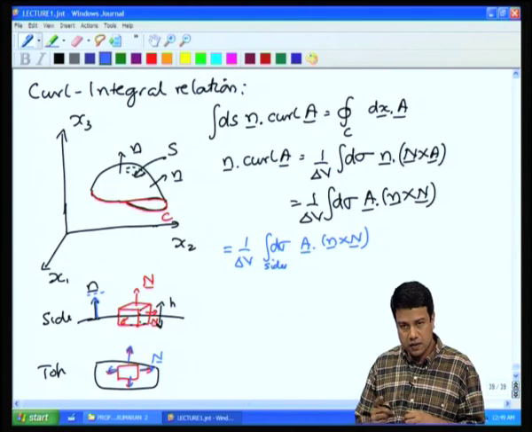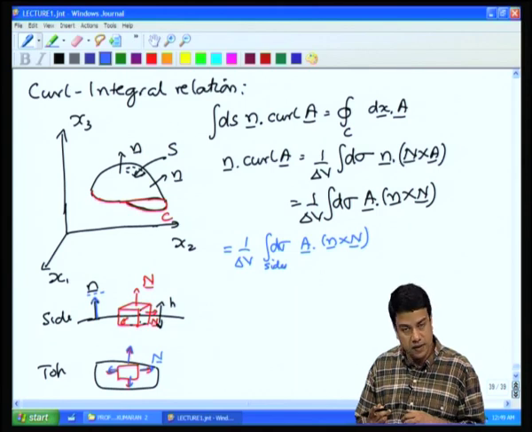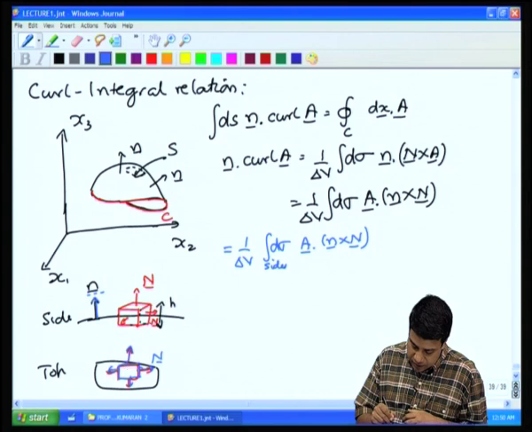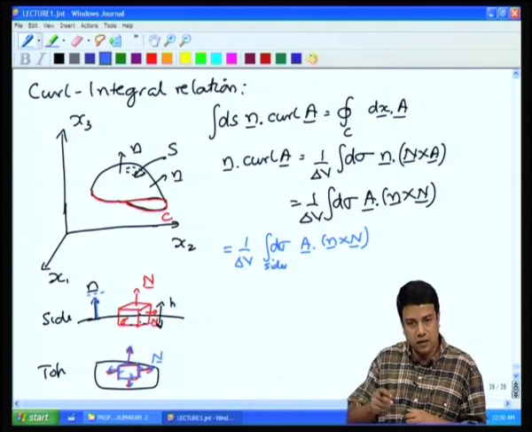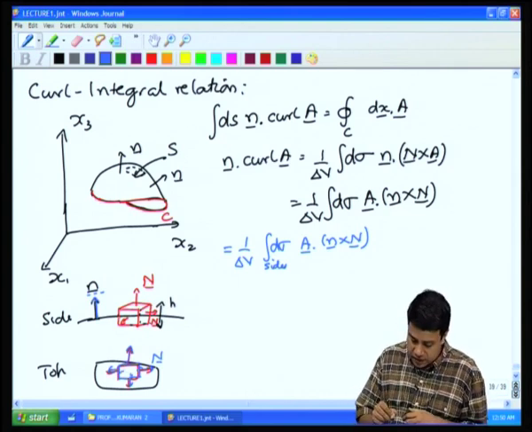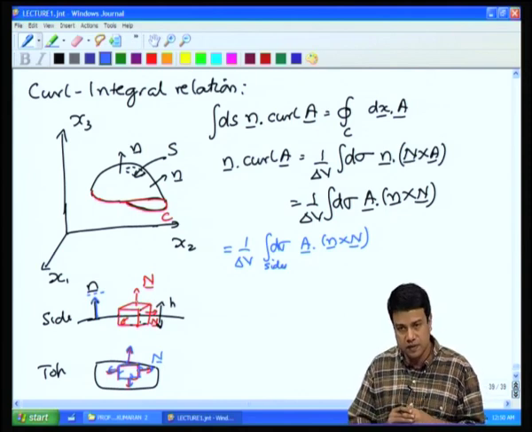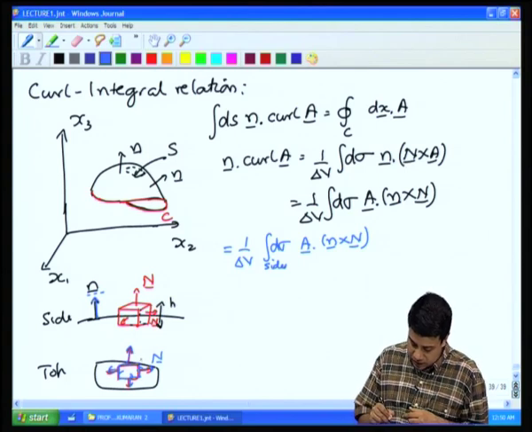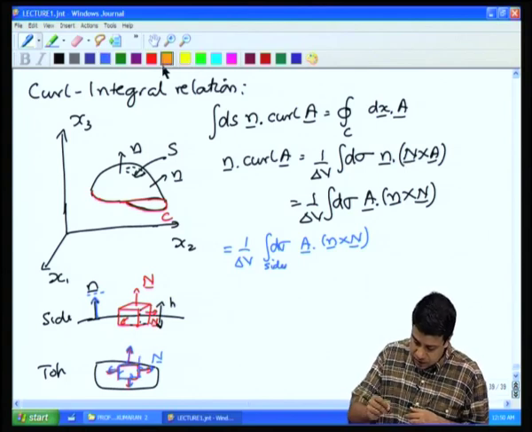So, if I take n cross N, I get a vector which is perpendicular both to small n as well as capital N. That means that the integral has to go along this path. Okay, that means the integral has to go along the perimeter of the intersection between this volume and the surface. So, that vector along the perimeter, I will call it by a different symbol here.